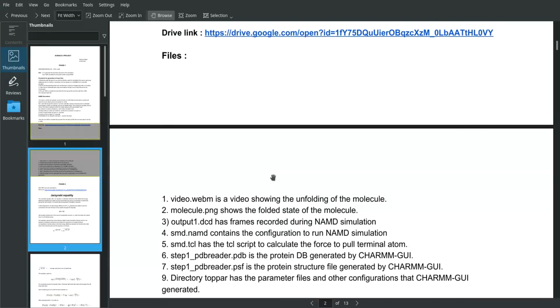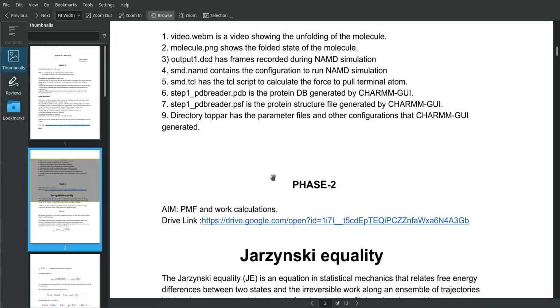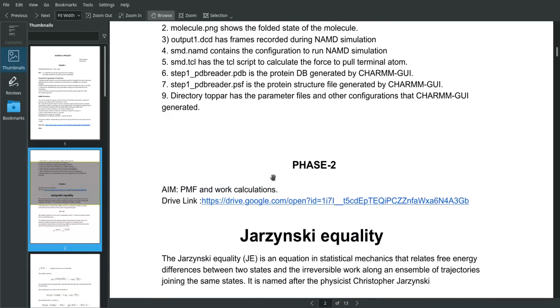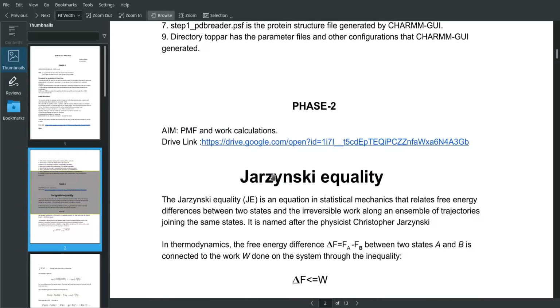And here I have mentioned which files are useful for which purpose, which files are going to describe our project.